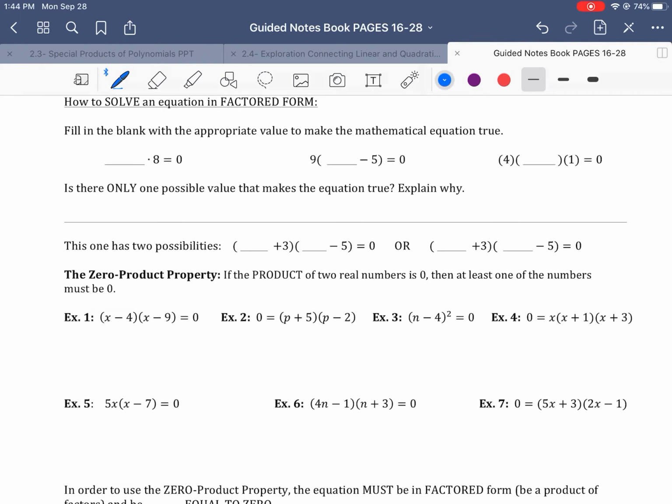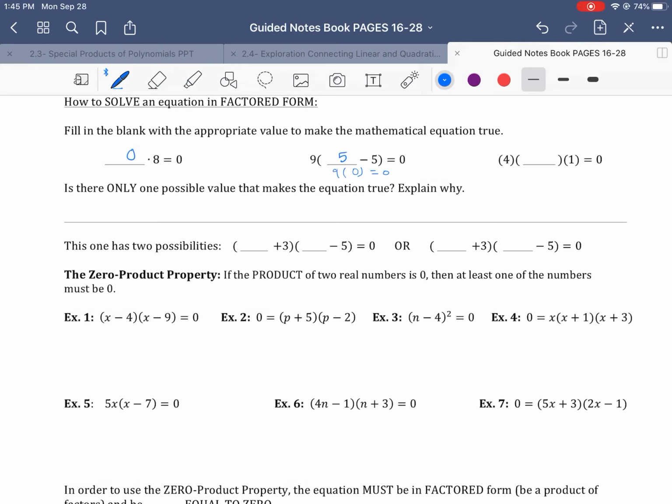So again, this goes back to what I was talking about with the train tunnel. Fill in the blank with the appropriate value to make the mathematical equation true. If I have something multiplied by 8 and it equals 0, that something must be the value 0. If we're looking at the middle one, notice you have 9 times this piece. So I don't just want to put a 0 here because 0 minus 5 is negative 5, right? So in this case, we want to put a positive 5 in here because 5 minus 5 is 0. And then that would end up being true. So positive 5 would work there.